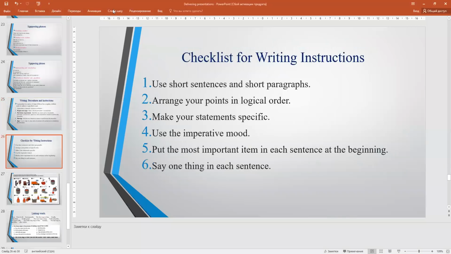Use a checklist for writing instructions. Use short sentences, short paragraphs. Arrange your points in logical order. Make your sentences specific. Use the imperative mood. Put the most important item in each sentence at the beginning. Say one thing in each sentence.